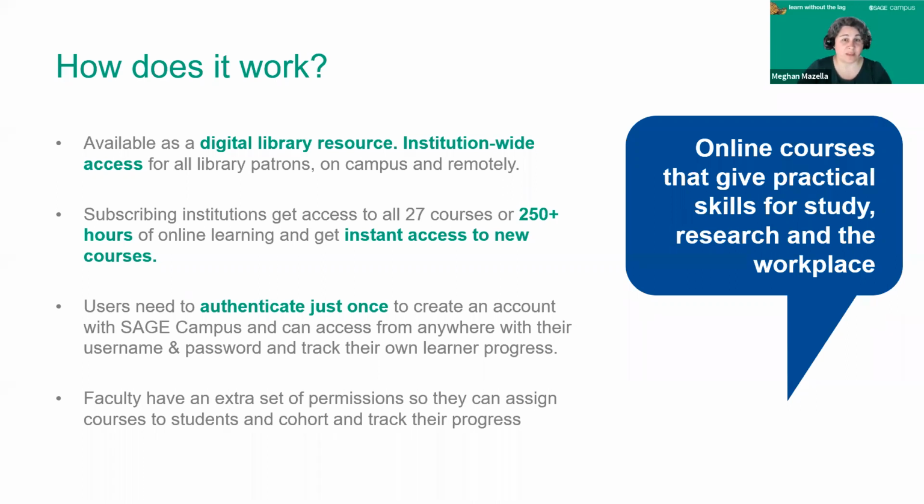In terms of how authentication and access work, users need to authenticate via your preferred methods. So we support IP, EZproxy, OpenAthens, Shibboleth, in order to create an account on Sage Campus. Once they have an account, they'll be able to enroll on courses and track their own learner progress. Faculty also get an extra set of permissions where they can assign courses to students in their class or to whole cohorts or groups of students and track the learner progress of those groups and cohorts.